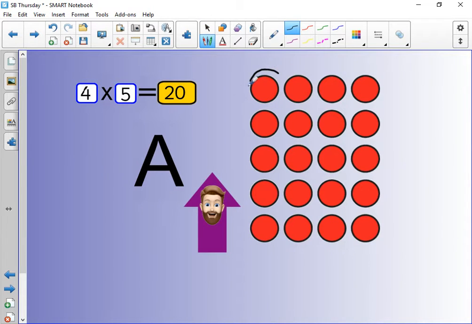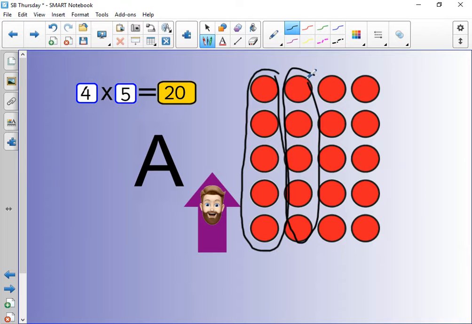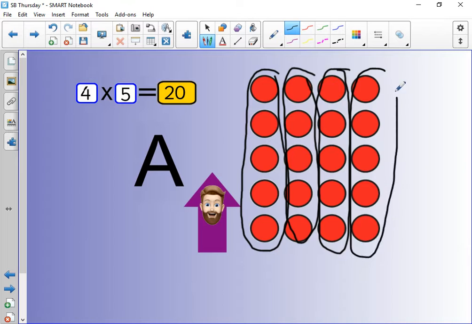I'm going to circle them. There's one group of 5. There's the second, the third, and the fourth. Let's count the columns in 5s with me. 5, 10, 15, 20. So it must be A.